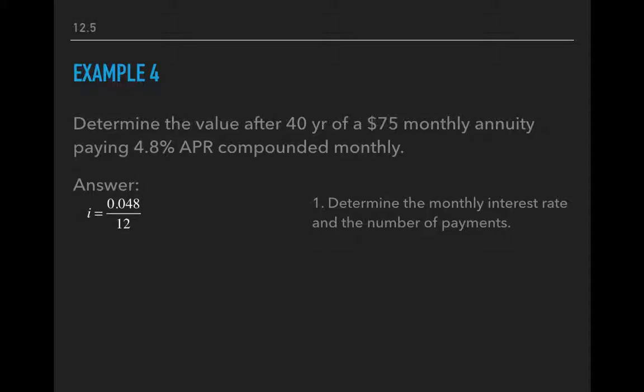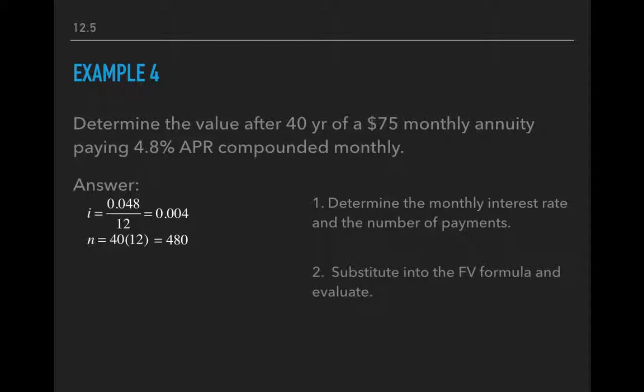Our interest rate is our APR divided by 12, which gives us 0.004. Pretty small seeming number. And then the number of payments, well, it's 40 years, but each year it's done 12 times. It's compounded monthly. So that means there are 480 total payments made.